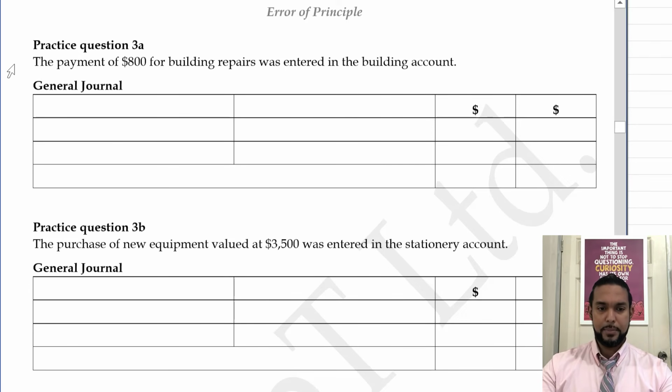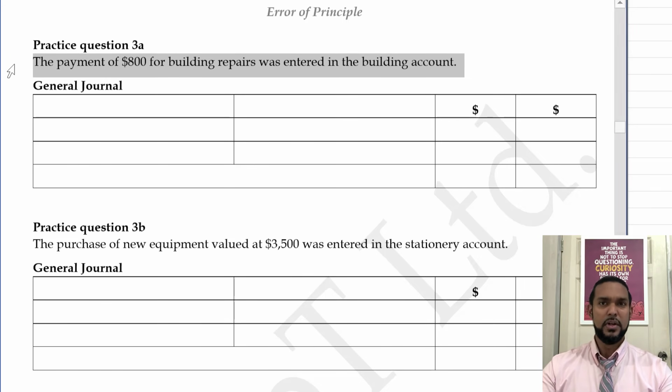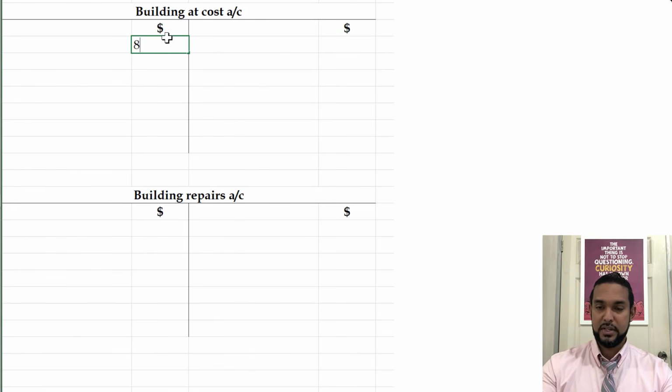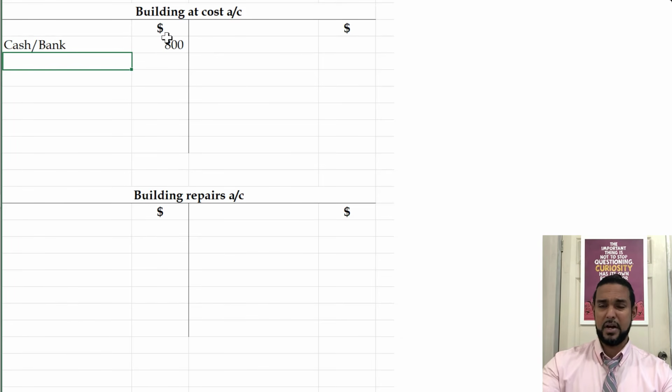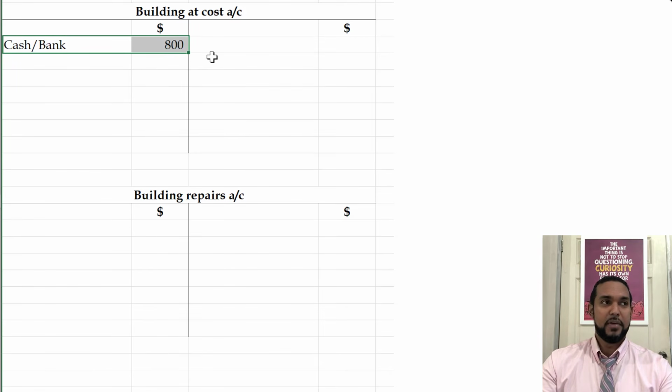So we have the payment of 800 for building repairs was entered in the building account. So this is very similar to what we did just now. We had repairs to the building, which is an expense, as opposed to the building itself, which is an asset. So we were supposed to debit the repairs account, but we debited building. So there's an 800 item here. Oops, that was an error on my part. Let's put cash/bank, or you can put cash book or just bank, seeing as I was supposed to put all payments via check in this entire handout. So this debit shouldn't be there.